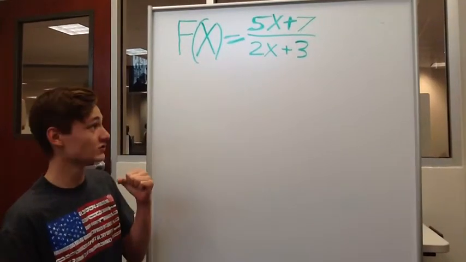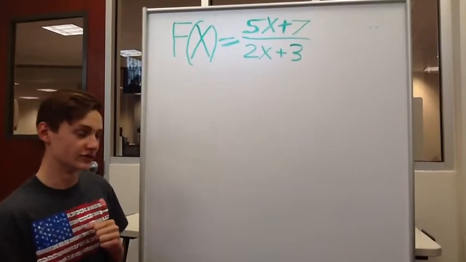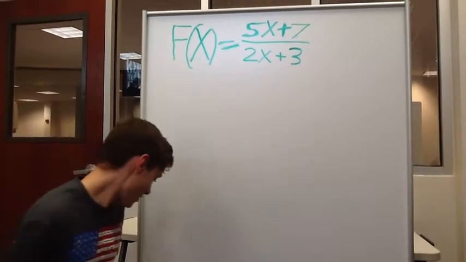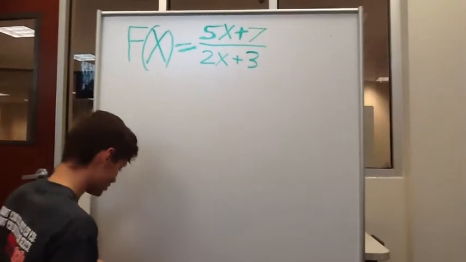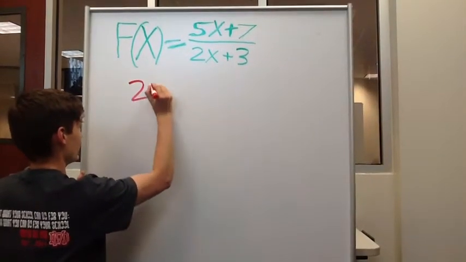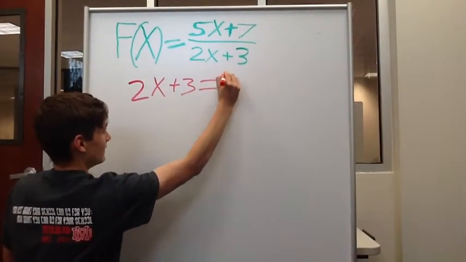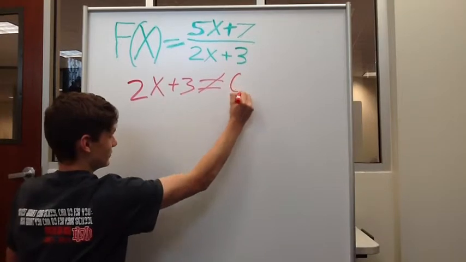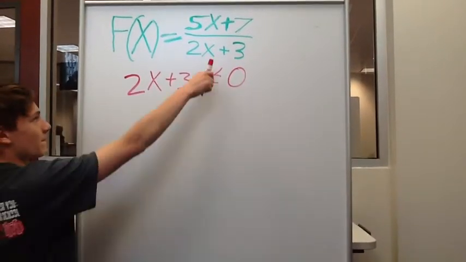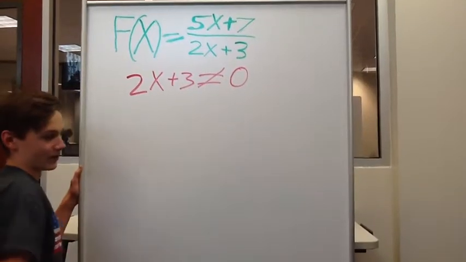Alright, so our first one is the function f of x equals (5x + 7) over (2x + 3). Now, the first thing that we know is that 2x + 3 cannot equal 0. So let's just write that down for a second. 2x + 3 cannot equal 0, and that is because 2x + 3 is in the denominator. And what happens if you have a 0 in the denominator?